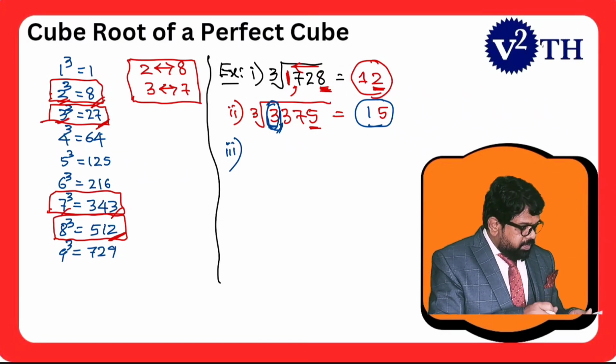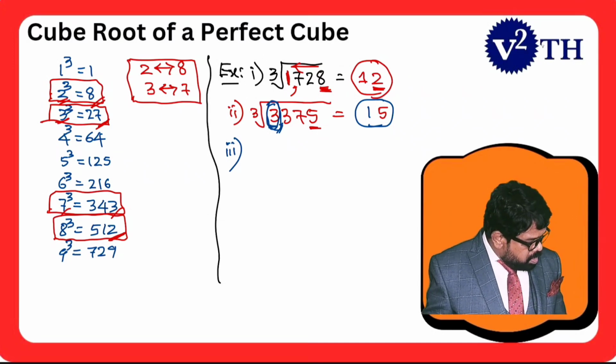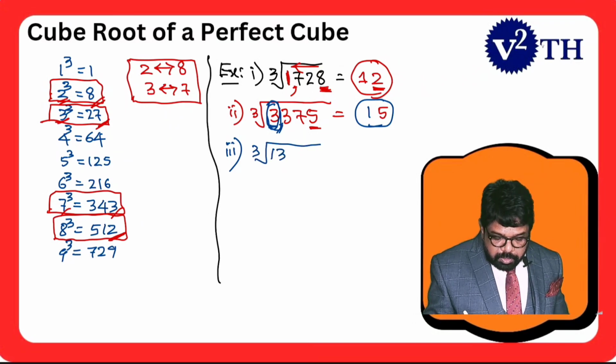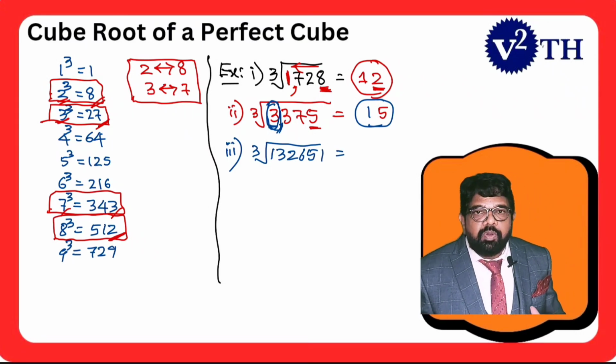Some example I will take. See here, what is the cube root of 132651? What is the value of this one? How can you calculate the cube root of this one?